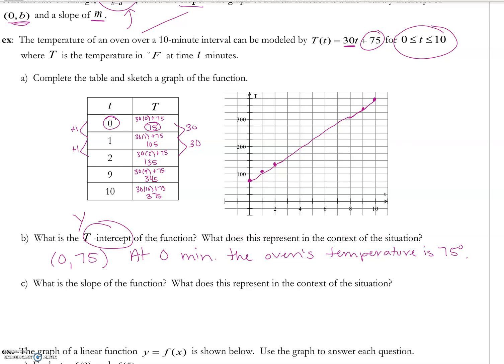situation? Again, we already talked about slope. We can see that in our equation up here, and we can also see that for every 1 minute that passes, the temperature of the oven increases by 30 degrees. So the slope of the function is 30, and we would say the temperature of the oven increases by 30 degrees Fahrenheit each minute.